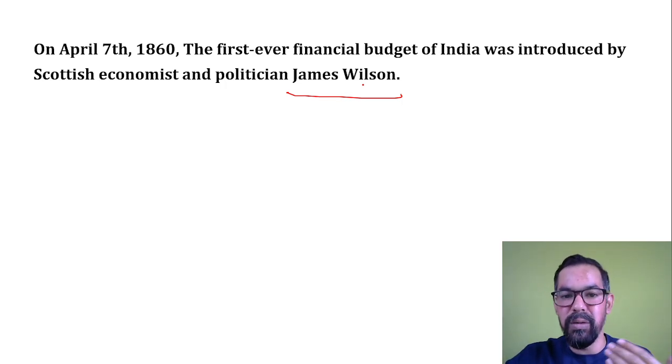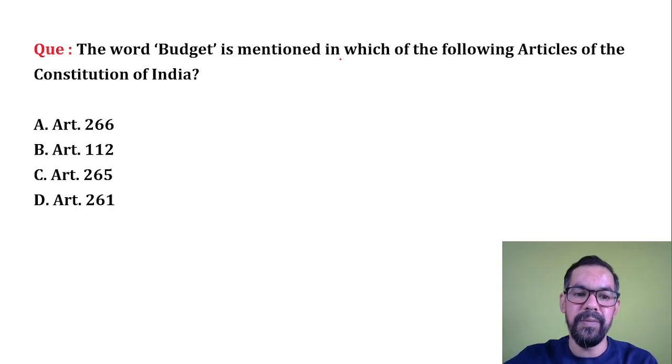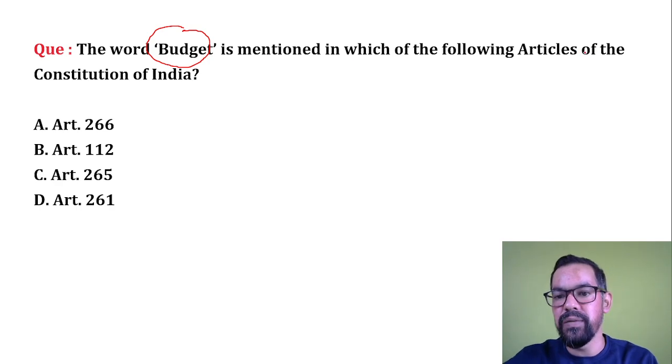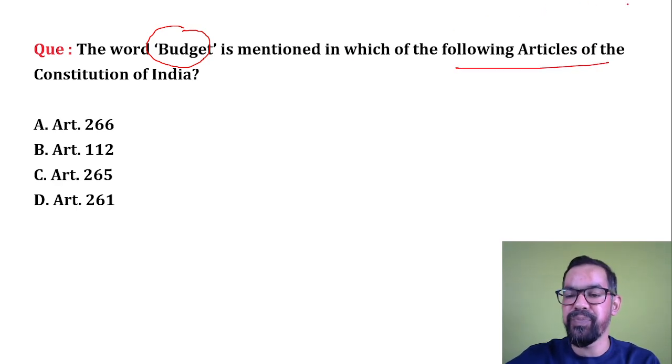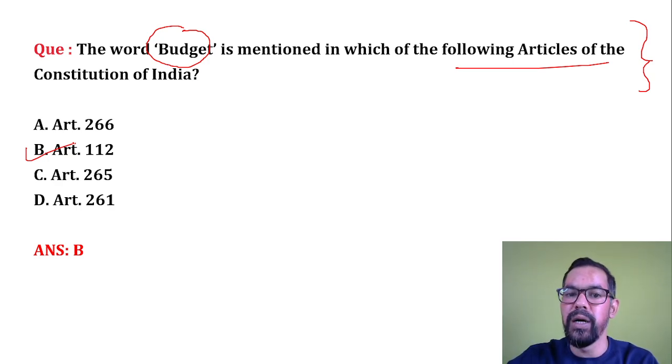Okay, so do remember these particular facts as well, which can help you in your examination. Next one, the word budget is mentioned under which of the following articles of the Constitution of India? The terminology budget, or the annual financial plan, is generally defined under Article 112 of the Indian Constitution. Okay, so it is defined as an annual financial plan.